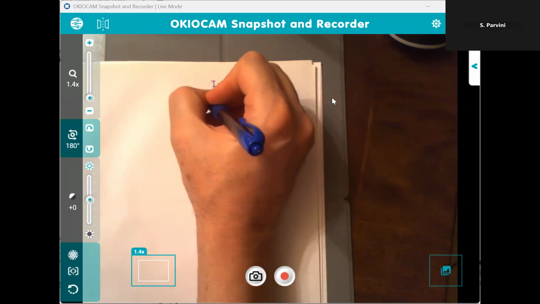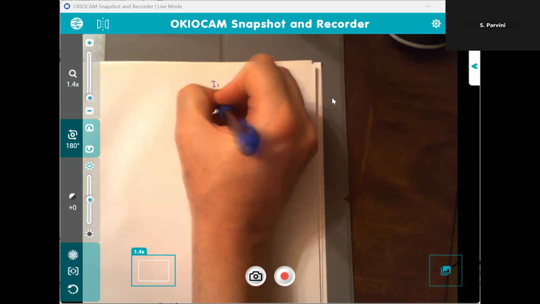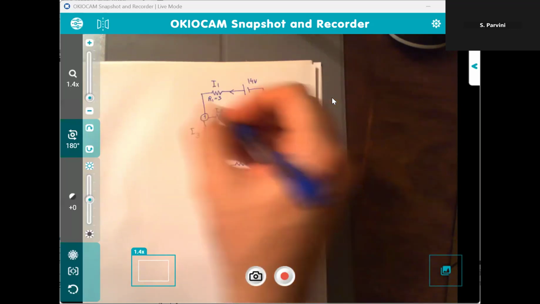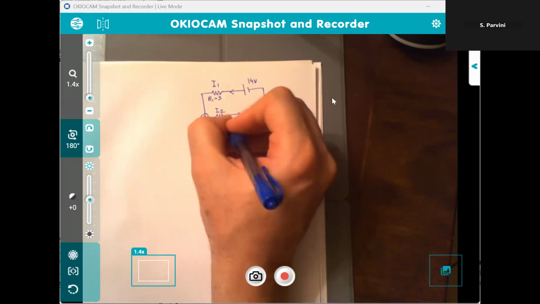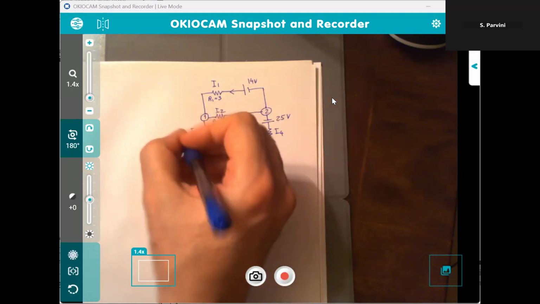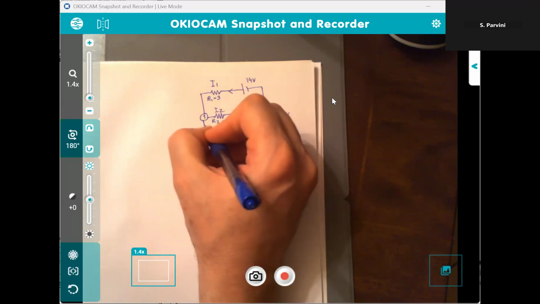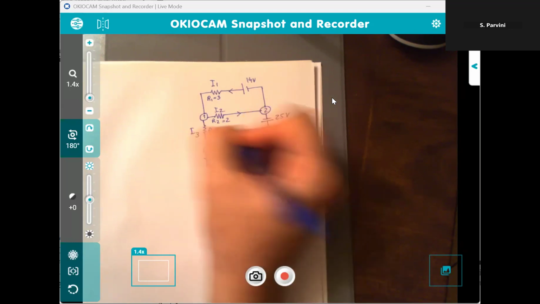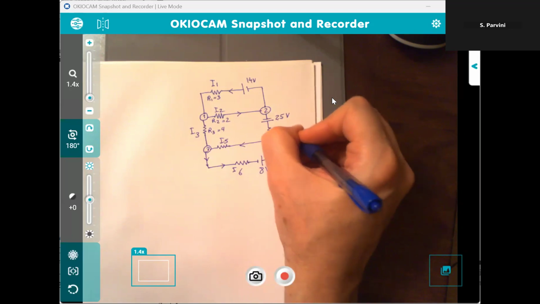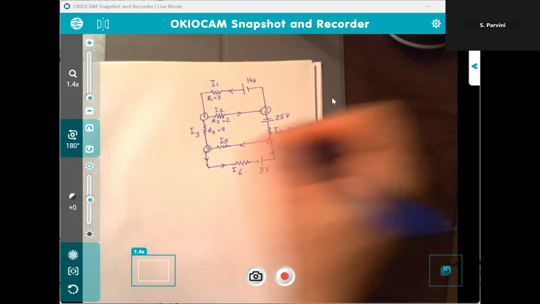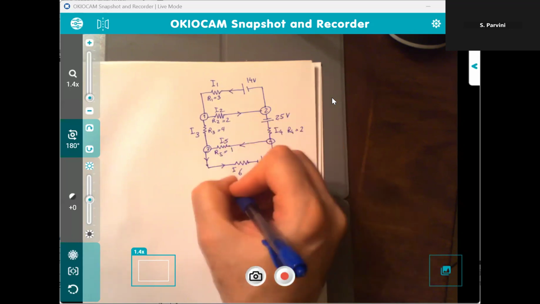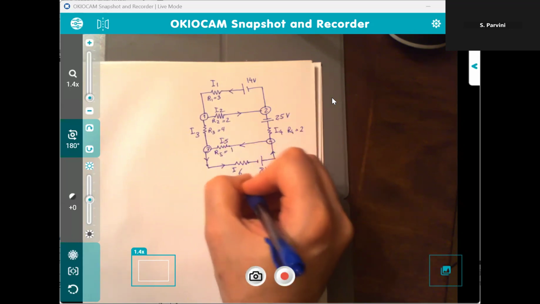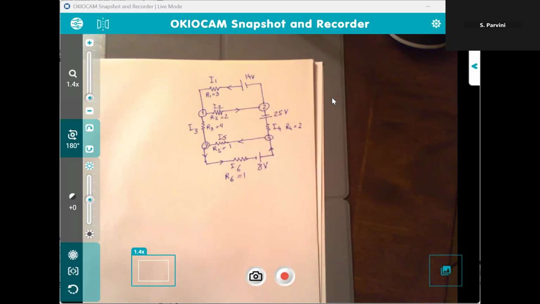The resistance, R1 is 3. This one, R2 is 2. R3 is this one. R3 is 4. R4 is 2 and almost done. R5 is 1, and finally R6 is 1. So there you go. That's our network.